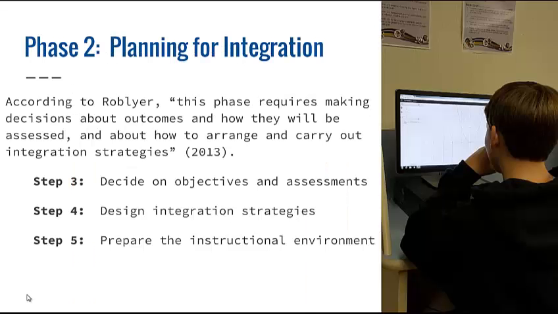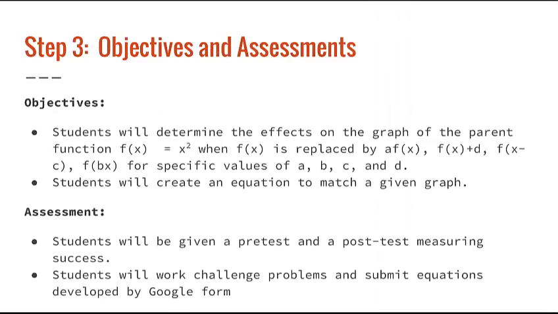The second phase of the TIP model includes planning for integration. This phase requires the teacher to decide on objectives and assessments, design integration strategies, and to prepare the instructional environment. For this lesson, students will learn TEK 7C, which says students will determine the effects on the graph of the parent function f of x equals x squared when f of x is replaced by a times f of x plus d, f of x minus c, f of b times x for specific values of a, b, c, and d.